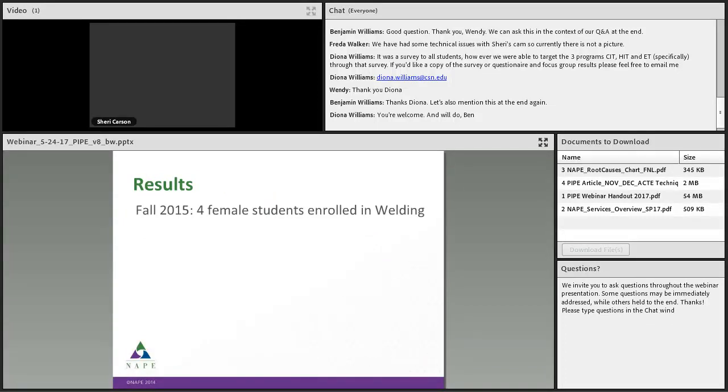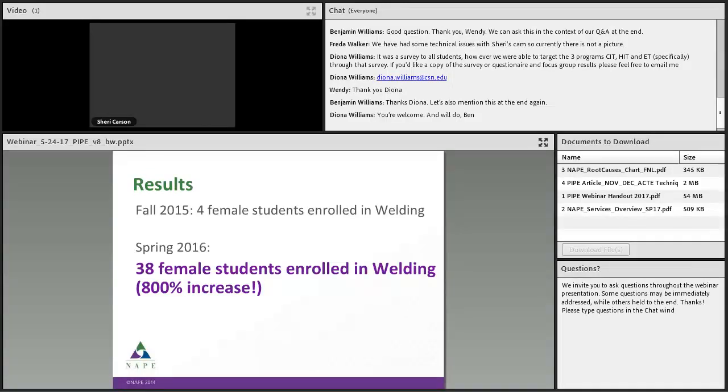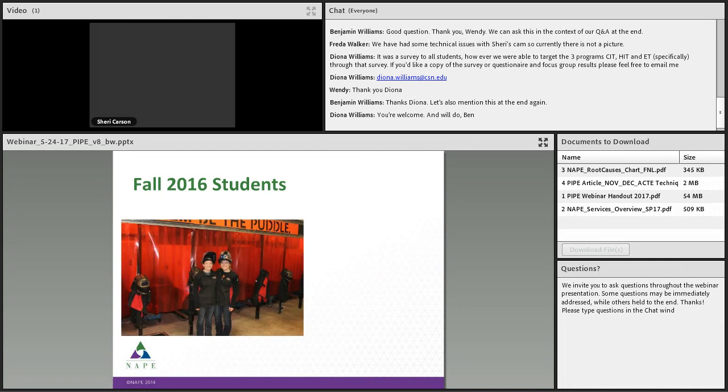So as I mentioned earlier, we started in the fall of 2015 with 4 females in the welding class. That second semester, we had increased to 38 females in that welding class, which of course I had to buy some more of the equipment. But with that type of increase, obviously what we were doing was working, and so we wanted to try to keep building on that. And I wanted to see, was this just a one-time deal, or were we going to maintain and possibly increase the number of students who went into welding?